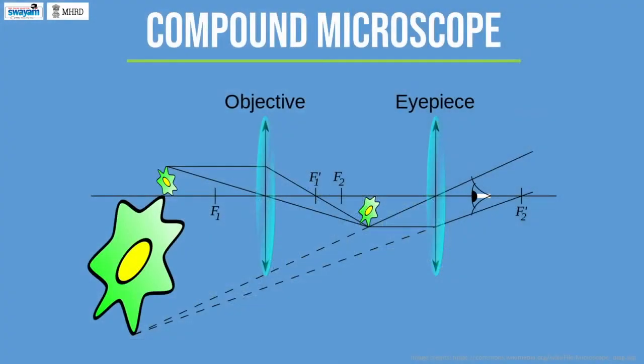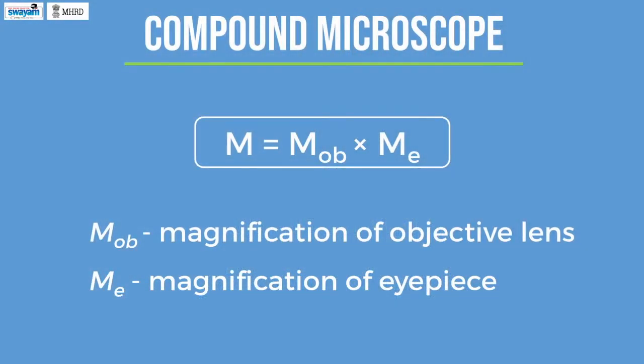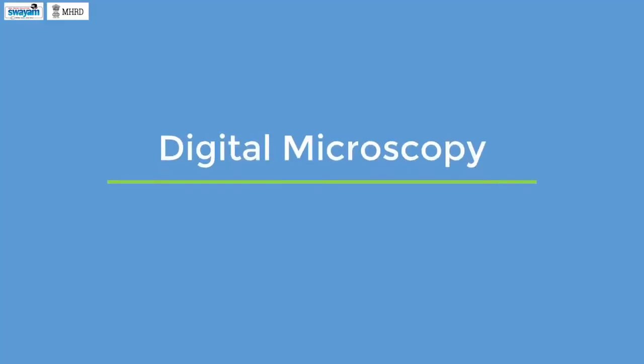Compound microscope. A compound light microscope will have two different lenses. The one close to an object is called the objective lens and the lens close to the eye is called the eyepiece or ocular. Both lenses work together to produce the final magnification of an image. Magnification of an image is nothing but the product of the magnification of the objective lens and the magnification of the eye lens.